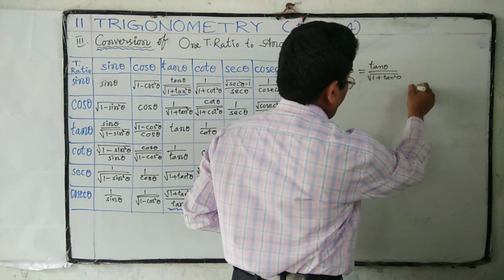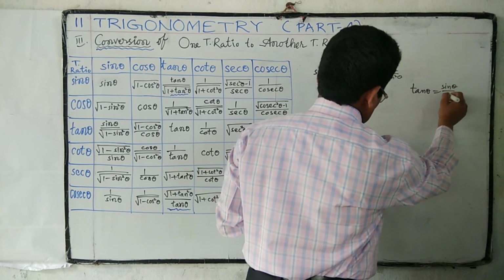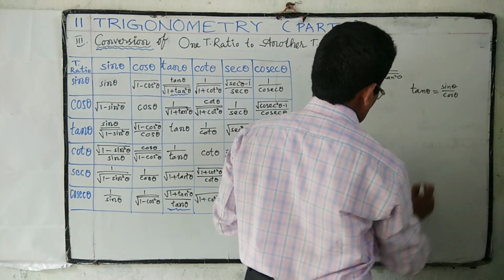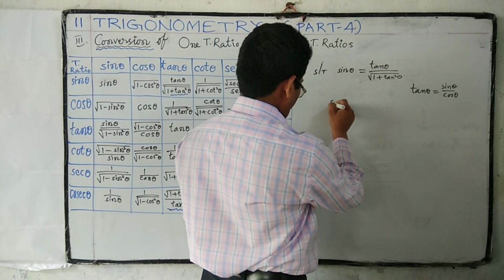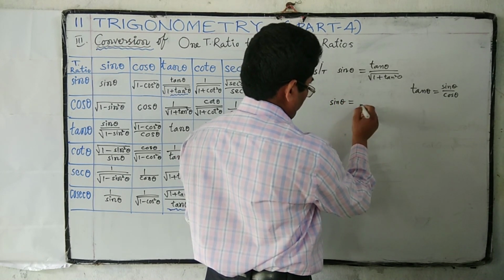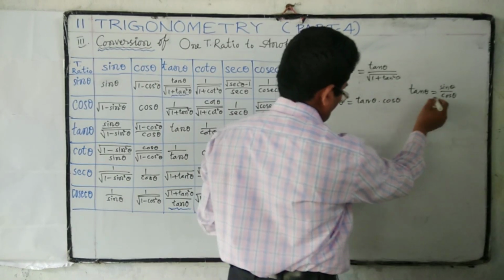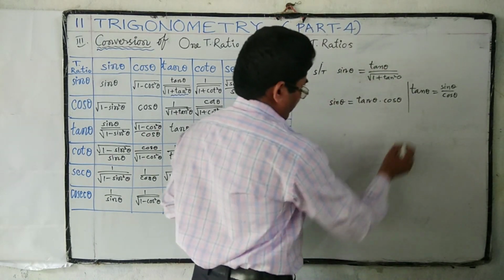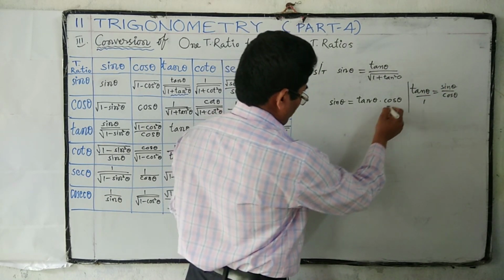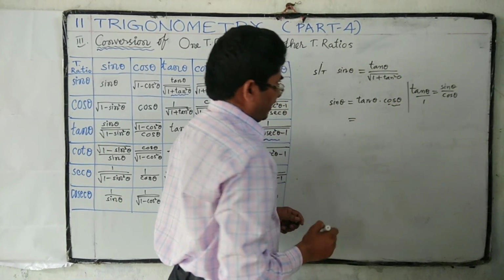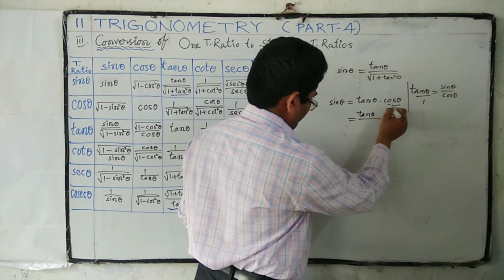We know tan theta is equal to sin theta by cos theta, the quotient relation. From this, sin theta is equal to tan theta cos theta, by cross multiplication. So this cos theta is the reciprocal of sec theta. Sin theta is equal to tan theta by sec theta.